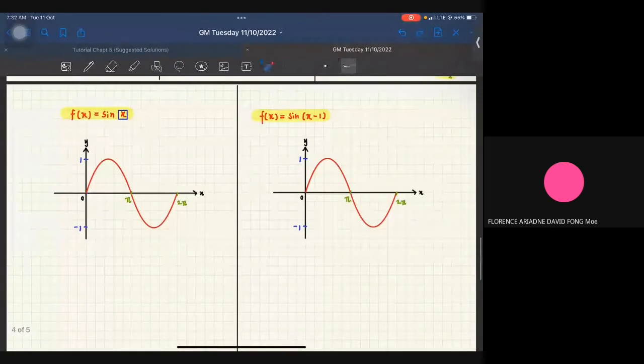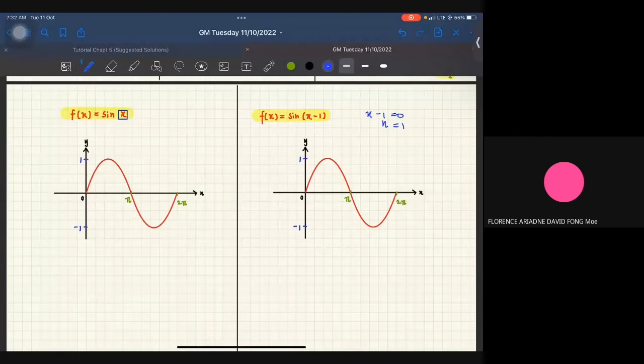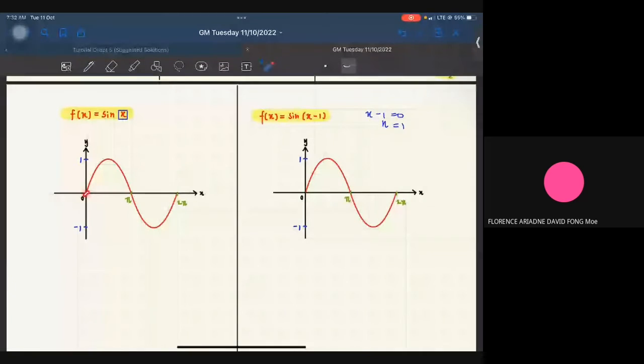Can you see what I'm pointing at? When it is x, it starts here. But when it is x minus 1, it starts somewhere else. How do we know where? You take x minus 1 equal to 0 and then you get x equals 1. What this x equals 1 means is that the graph we had earlier, which originally started from zero, is now shifted to the right by 1. Let me take my graph now.